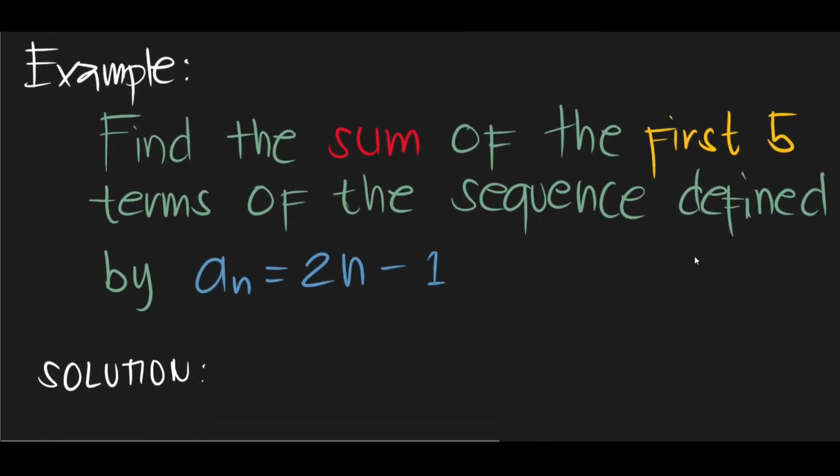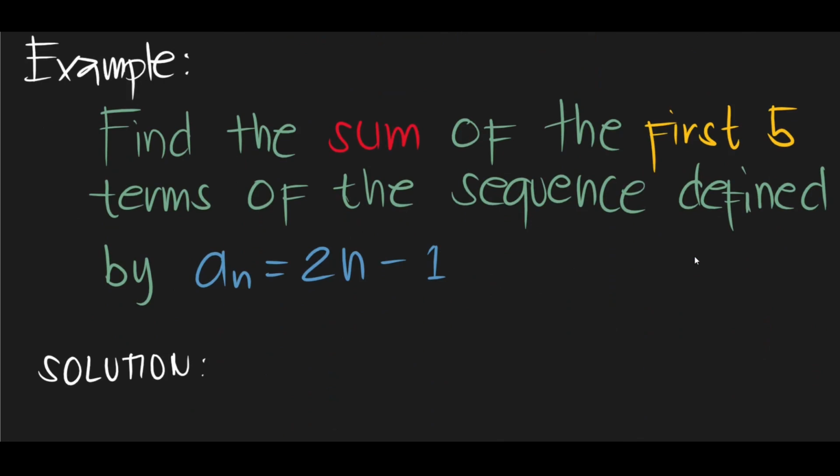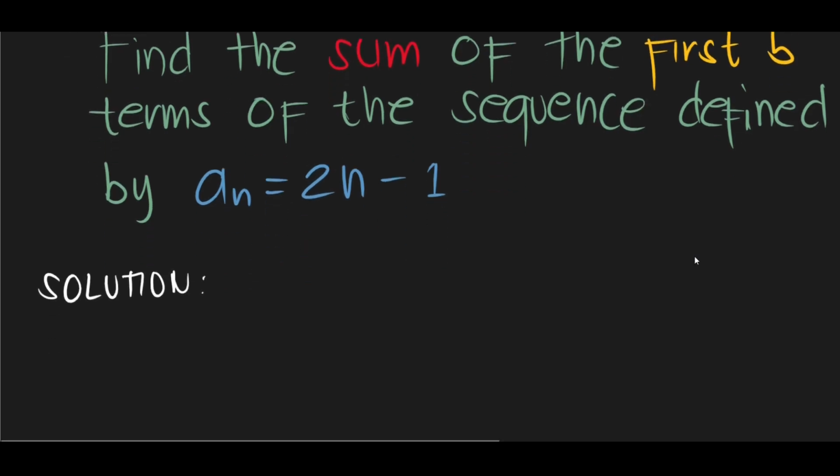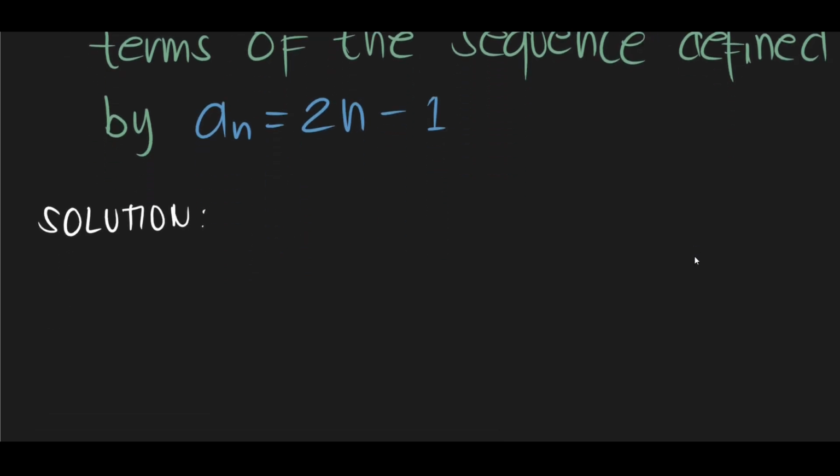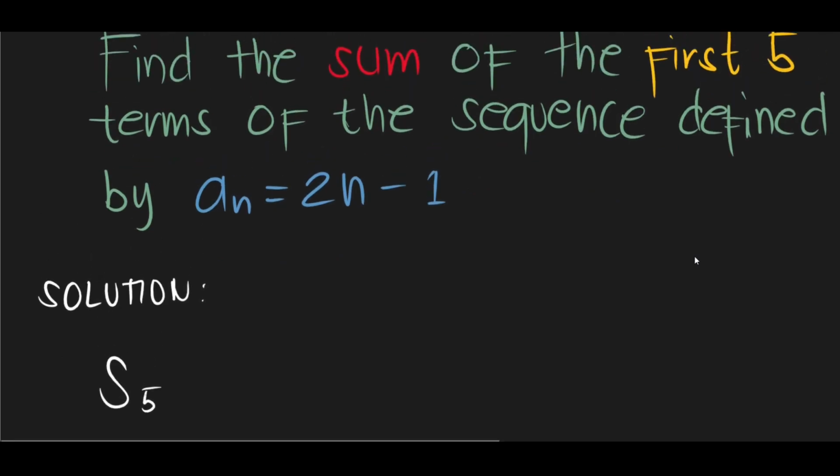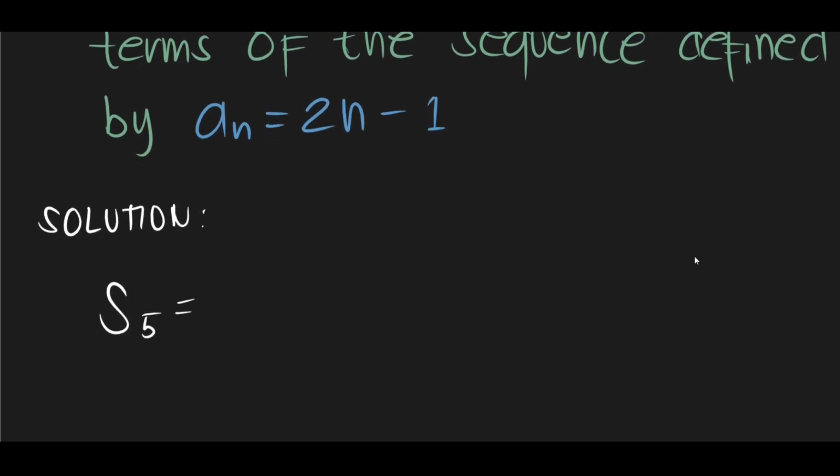Let's take a look at an example. Find the sum of the first 5 terms of the sequence defined by an = 2n - 1. Okay, so our general term here is an = 2n - 1, and we can denote our arithmetic series as S5, because this is the first 5 terms. We will use the summation notation: S5 = the sum from i = 1 to 5 of (2n - 1).